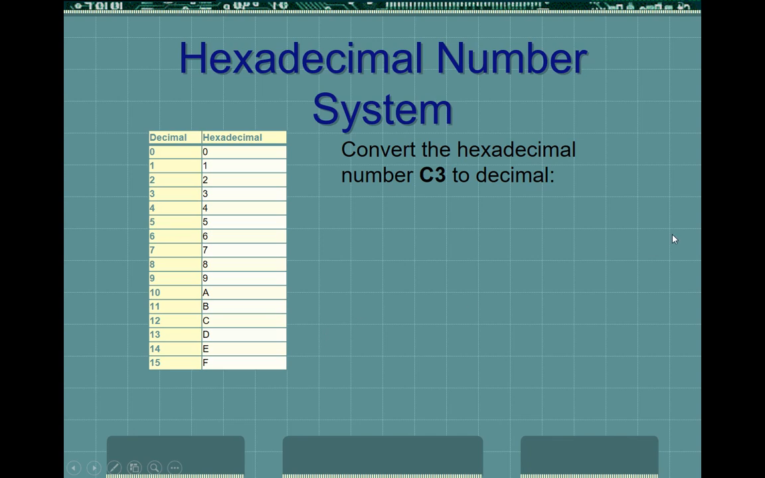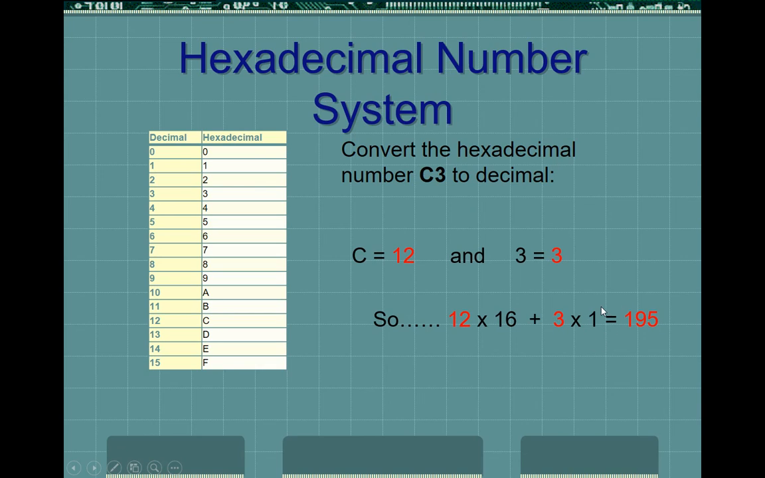So we're going to talk about how to convert a hexadecimal number C3 to a base 10 or decimal number. So you look on your chart and you say, well, C is 12 and a 3 is a 3. And then you take those times, so this 12 is going to be times 16, and the 3 is going to be times 1, because the place values in the hexadecimal system are 16 and 1.